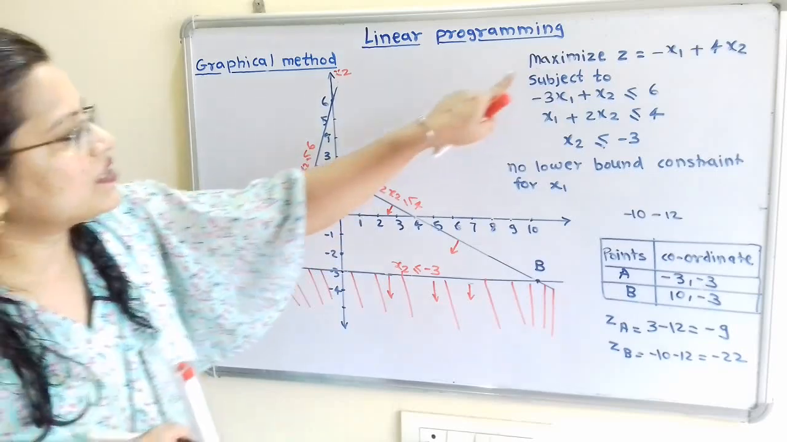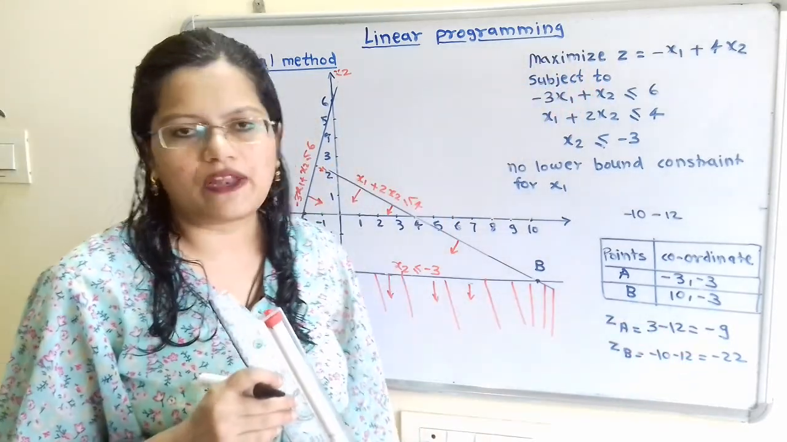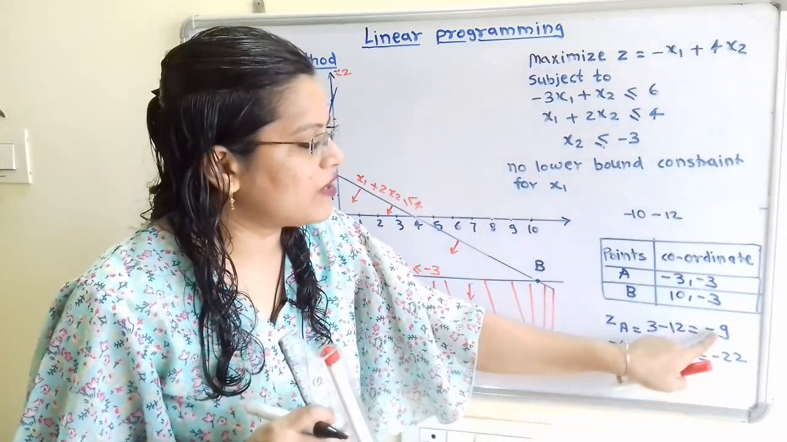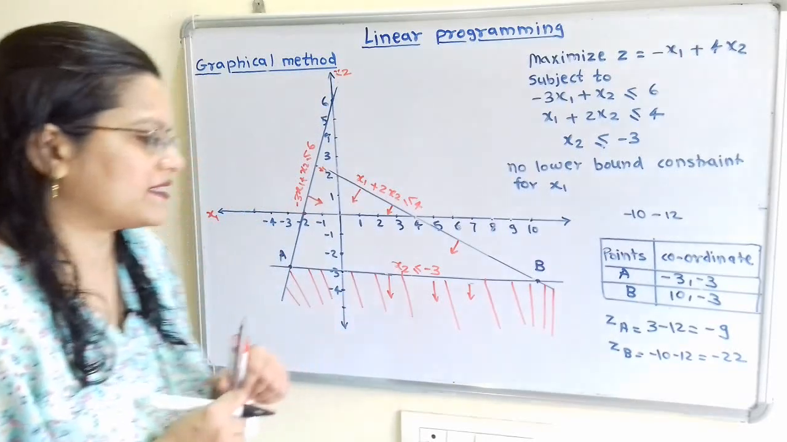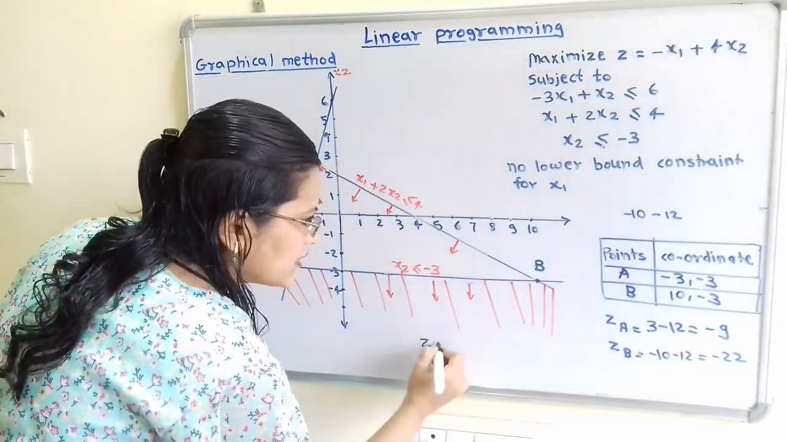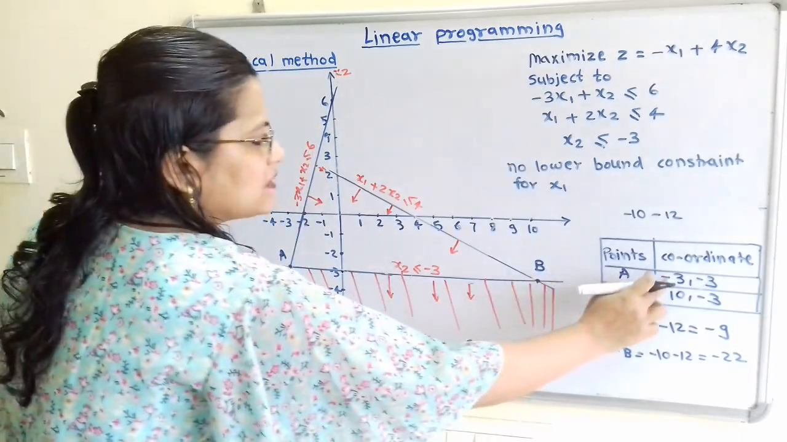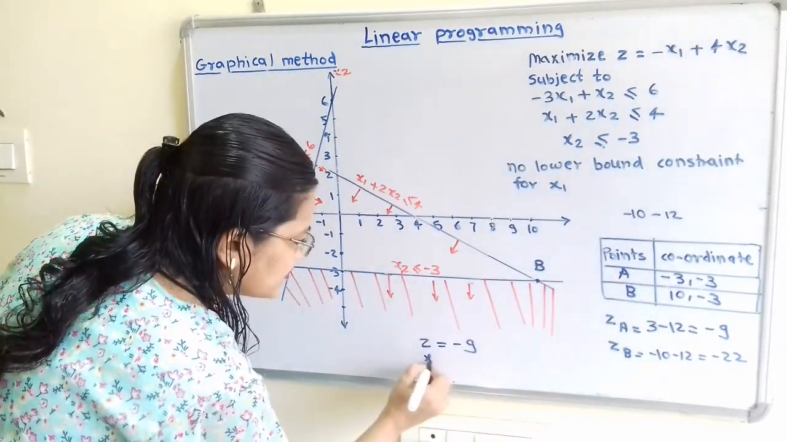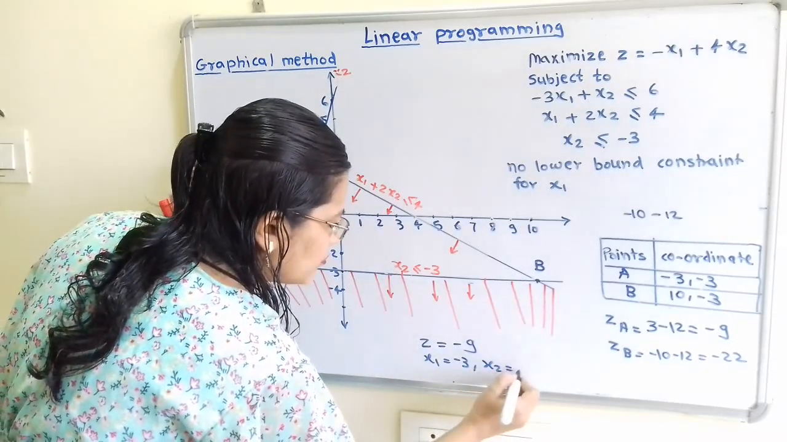Now the question is maximize, that is we have to select the maximum value. Which is the maximum value between -9 and -22? -9 is the maximum value. So what is the optimal solution? The optimal solution is z equal to -9 with x1 equal to -3, and x2 is also equal to -3.